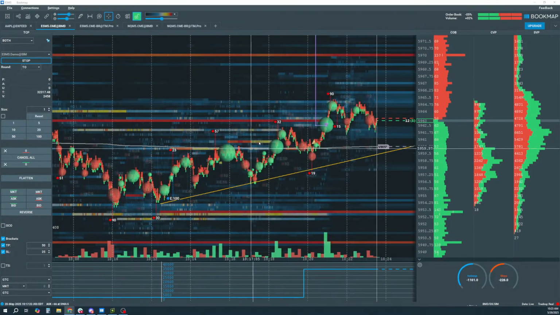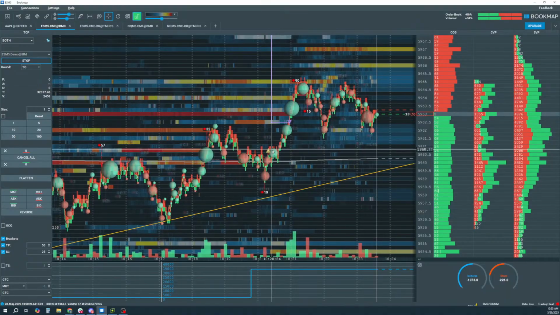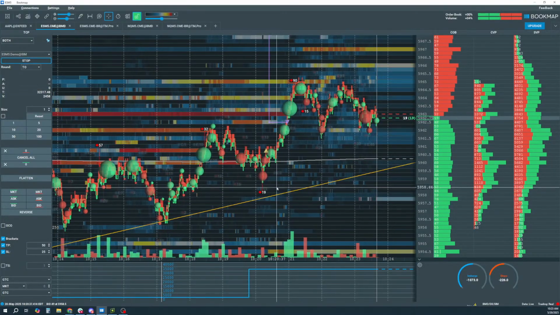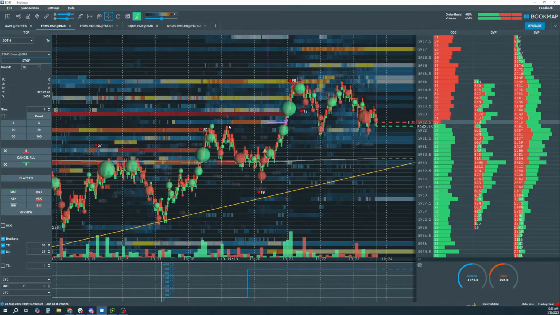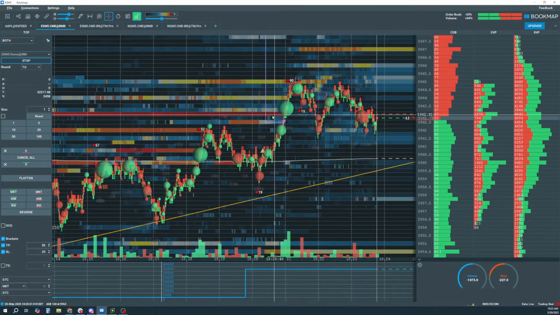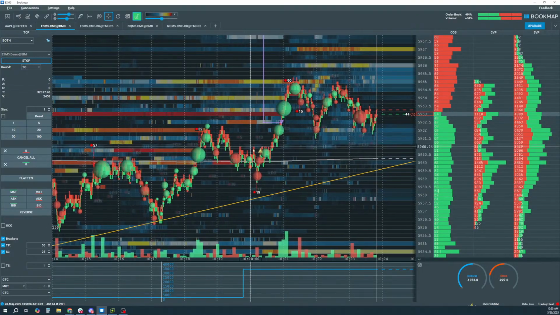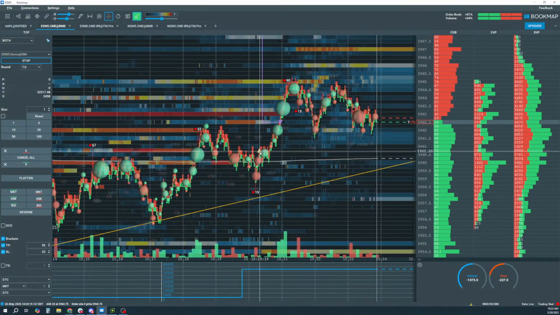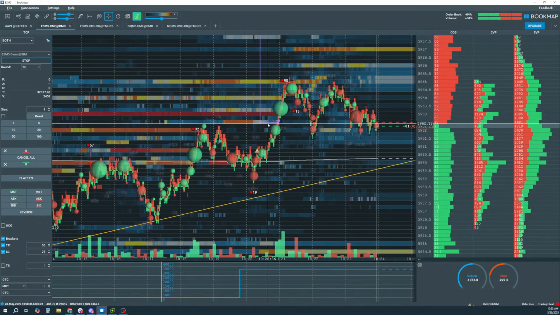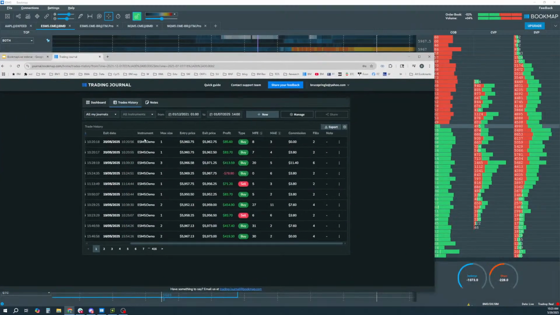We can come in and take a screenshot of this. Why did I get in here? Why did I get out here? How did I manage this, etc.? Mark up your charts. Now this is just kind of a fictitious example, but when you follow a specific strategy, now you have this data here. You have it here in your trading journal.